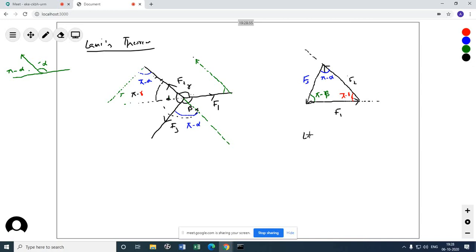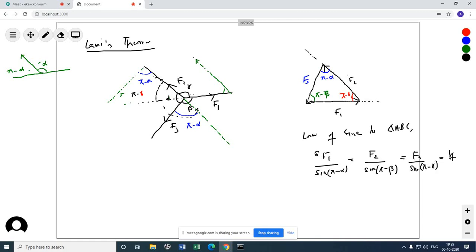Or, if you know the law of sines, you can apply the law of sines to triangle ABC. You can write F1 by sine of pi minus alpha, equal to F2 by sine of pi minus beta, equal to F3 by sine of pi minus gamma. They are all equal to some constant. And this theorem is called Lami's theorem.